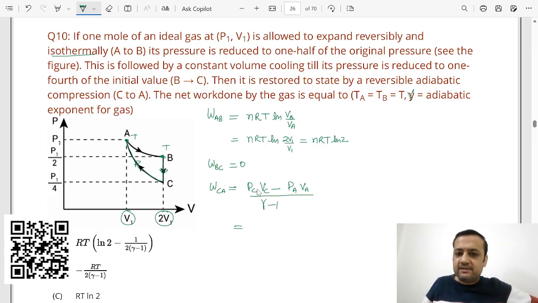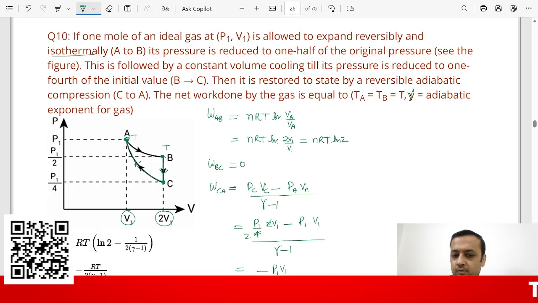So basically PCVC, what is PCVC? PC is the pressure at this point, which is P1 by 4. VC is the volume at this point, which is 2V1, minus PA, the pressure at this point, which is P1. Volume at point A is V1, divided by gamma minus 1. So this becomes P1V1 by 2 minus P1V1, that means minus P1V1 by 2 upon gamma minus 1. That is the work done in CA.